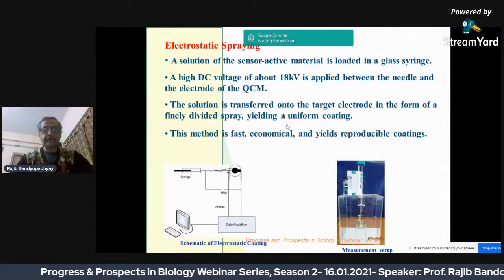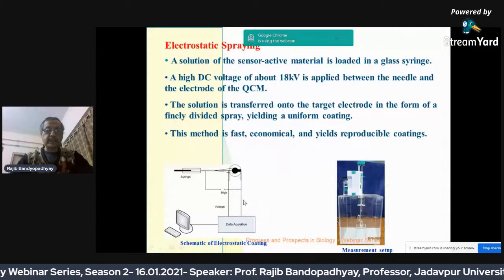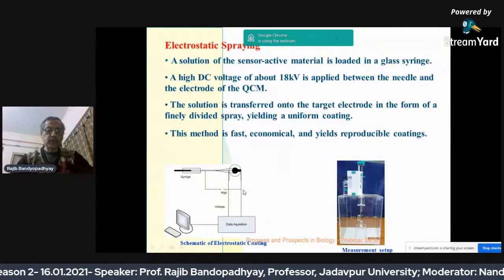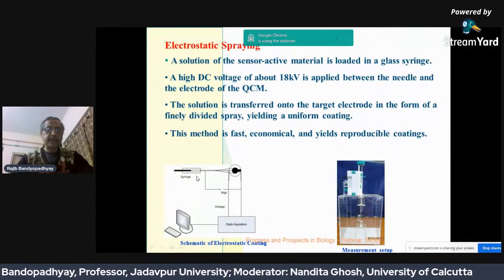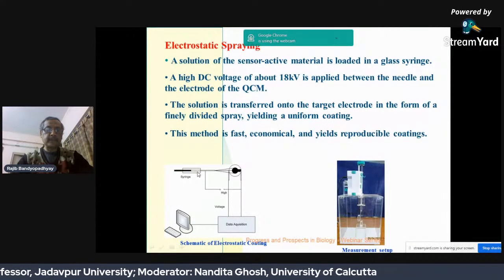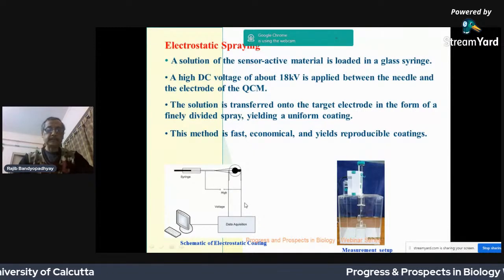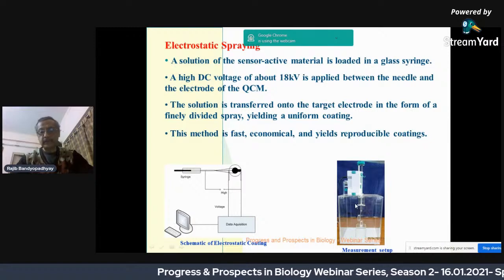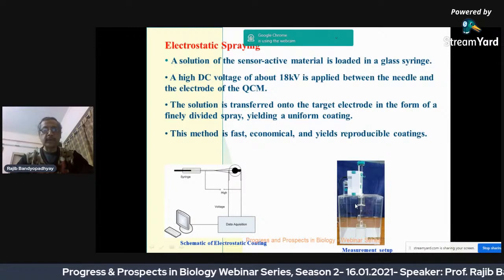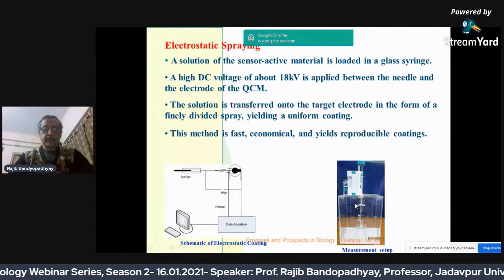So if some of you are interested, you can come and see the facility. These are some of the coating techniques by which we coat the quartz crystal. In electrostatic spraying, we generate a high voltage, and because of that there is a very fine spray on the crystal, and then the coating is done. This is with the help of a nebulizer. A nebulizer is also used for coating the sensors. This is the nebulization coating.